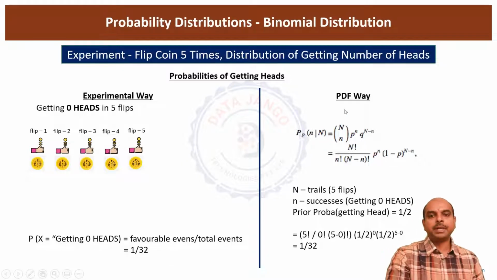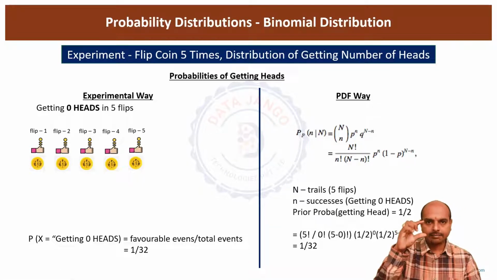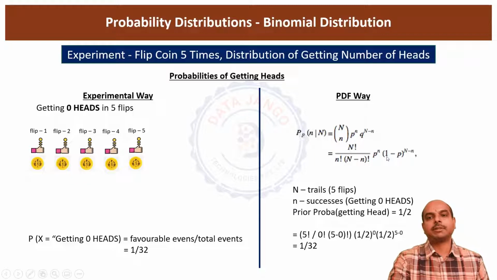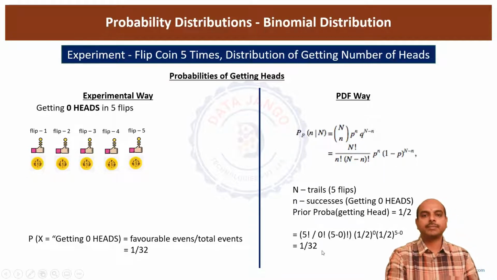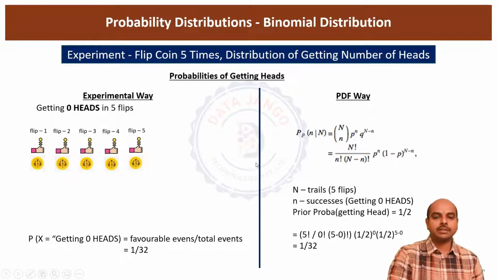You can use the PDF function, the probability density function. I said the density, the height of the bar, is what is calculated using the probability density function. If you substitute small n equal to 0, capital N equal to 5, p equal to 1 by 2 and q equal to 1 by 2, you get this. So it is also 1 by 32. So the probability density function is also calculating the same.